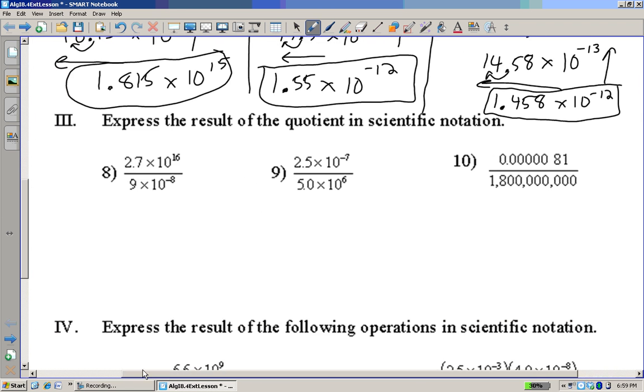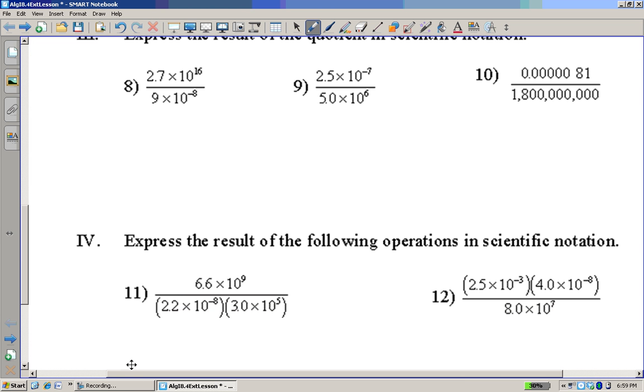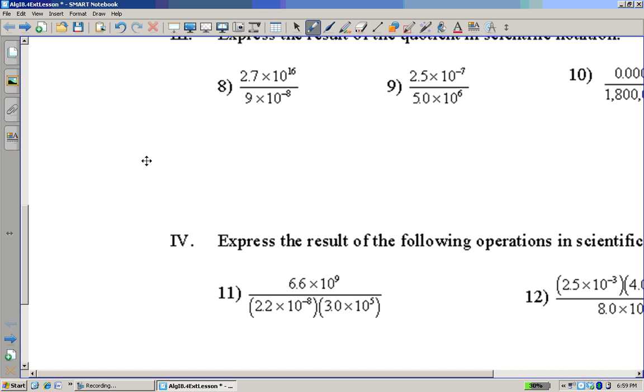Okay, now we're in a slightly different realm here. What's going to happen is we're going to divide the first factors, number one, instead of multiplying, but also, we're going to subtract the exponents instead of adding them. So 2 and 7 hundredths divided by 9, top dog in the house, if you think of this as a little dog house.